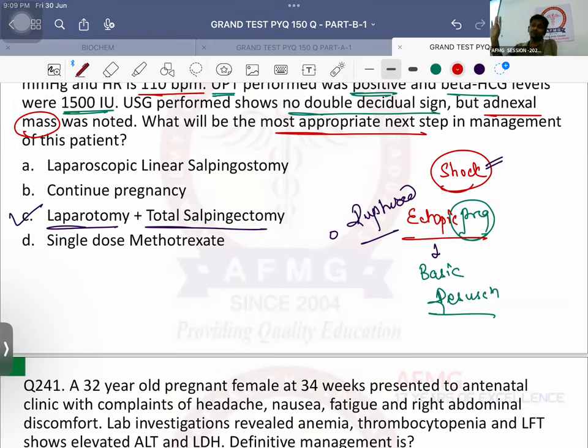If it is a case of ruptured ectopic pregnancy, but the patient is hemodynamically stable, then what should be done? Ruptured ectopic, but the patient is stable. Very good, laparoscopic one. Okay, please remember, if the patient is hemodynamically stable, total salpingectomy has to be done, but only via laparoscopy, because it is less invasive or minimally invasive. Theek hai? Government mein follow nahi hota, private mein they do that. Theek hai? No issues with this, anybody?